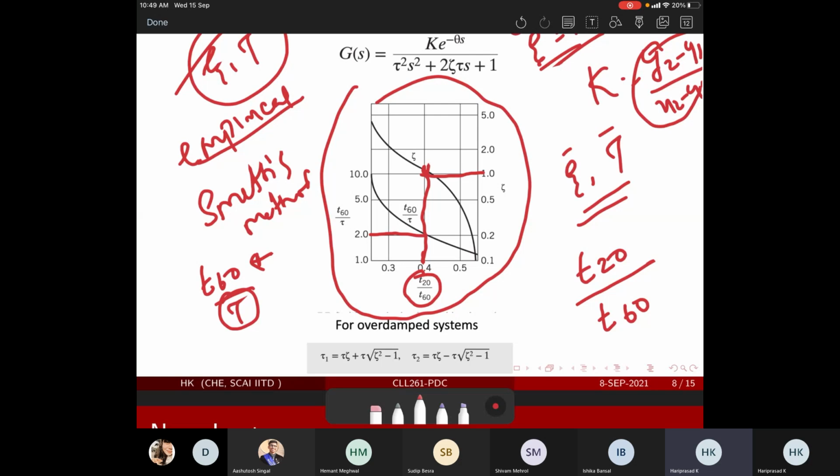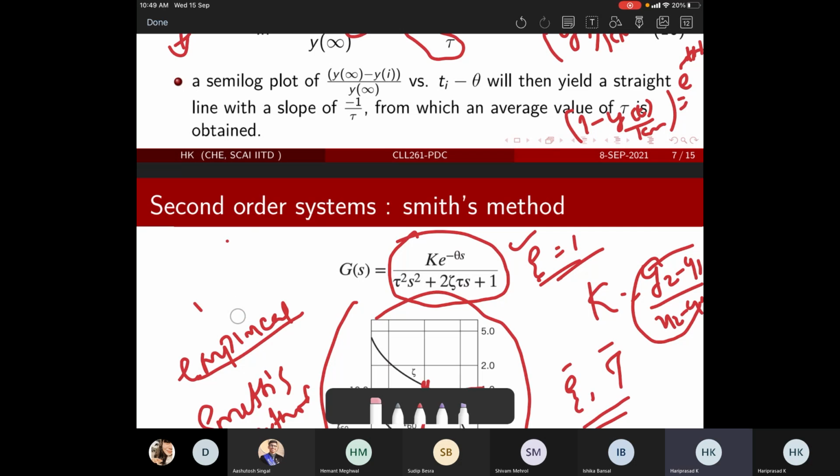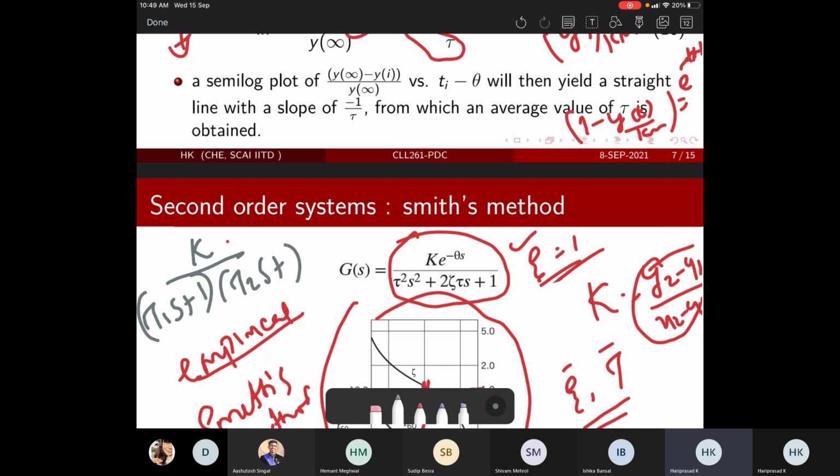Okay, so let's say if it is an overdamped system, further, you should be able to isolate. If it is an underdamped system, you shall be able to write the transfer function like this. But if it is an overdamped system, people generally write the transfer function as k by (tau 1 s plus 1)(tau 2 s plus 1), e raised to minus theta s, of course.